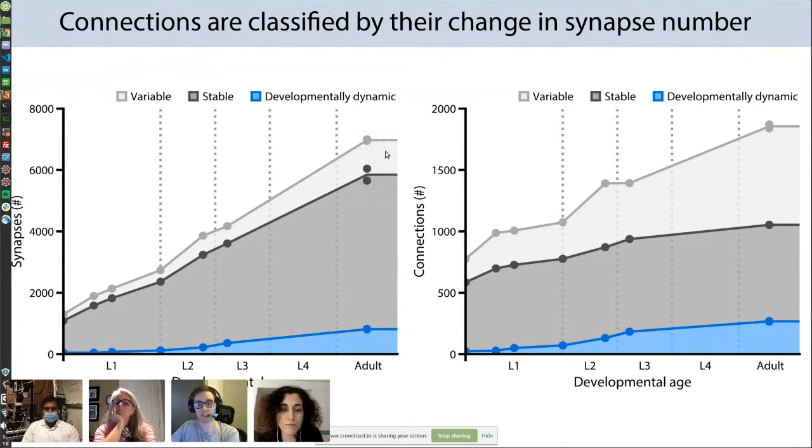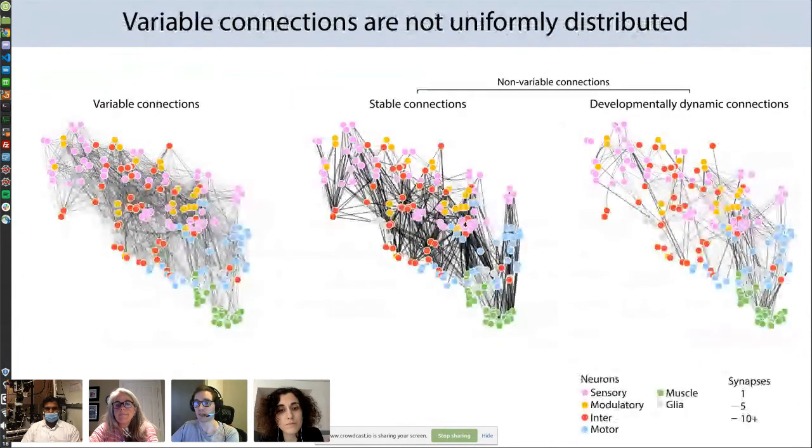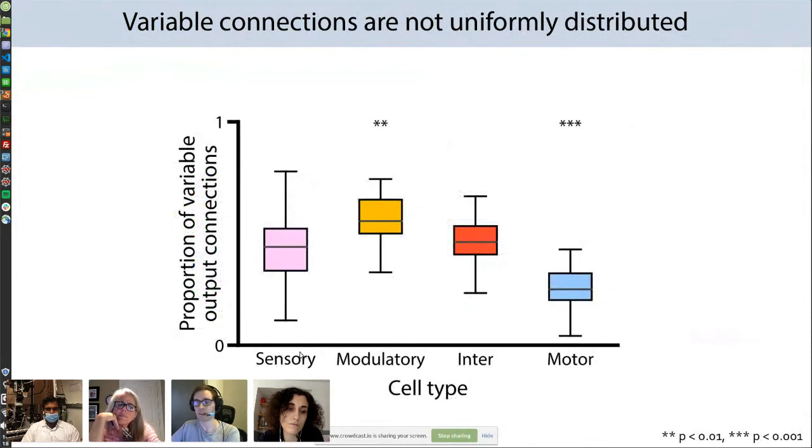So one thing indicating that these variable connections have some importance is their prevalence. Another is that they're not simply randomly distributed throughout the brain. We can see this if we look at the connectome and classify cells into different types: sensory neurons, modulatory neurons, interneurons, and motor neurons. Then we can compare the number of variable connections between each of these cell types versus the non-variable connections.